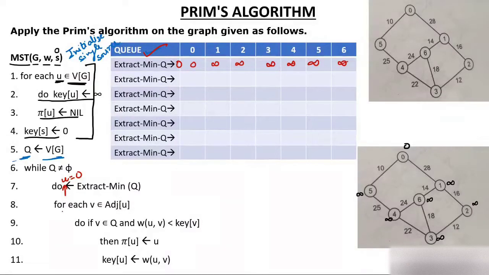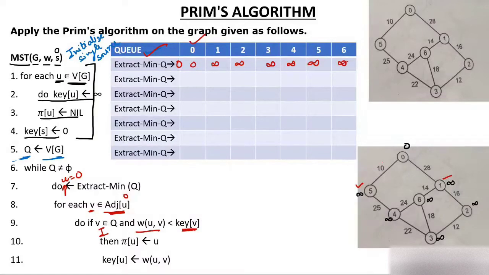Then for each v, all those vertices which are adjacent to u, what are the vertices adjacent to 0? 5 and 1 are adjacent to 0. What do you have to do? Check if v belongs to q. Are 5 and 1 in q right now? Yes, they are in q; except 0, which we have extracted, all are still in q. So this becomes true. And is the weight of uv less than key of v?